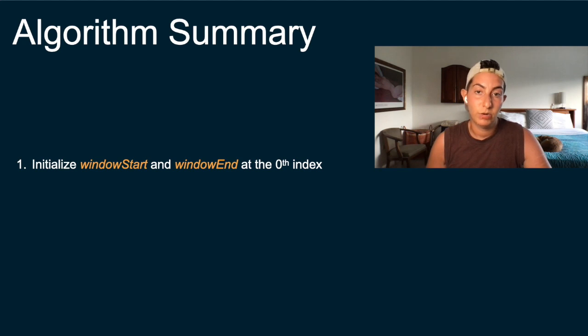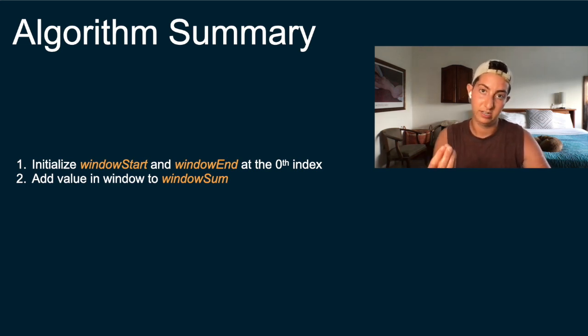So we initialize window start and window end at the 0th index. We add the value in the window to the window sum. That's where we took that first element, and that was our initial window sum, because the smallest possible contiguous subarray would be just one element. So we start with that first element. Maybe our S is actually equal to or less than the first element, and then that's the smallest, right? So that's how we start off our algorithm.